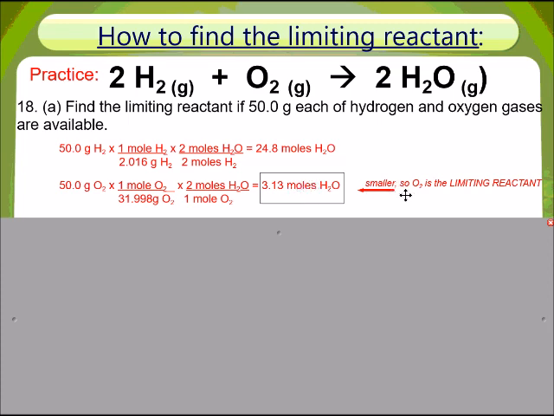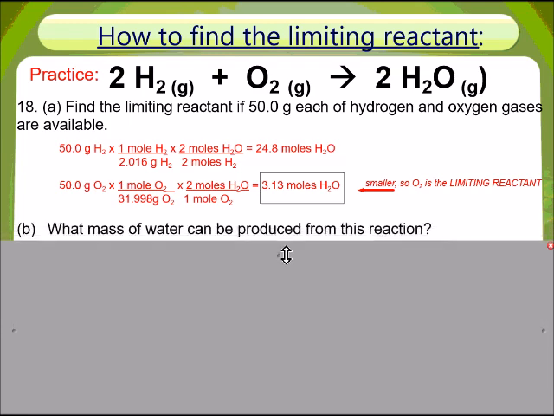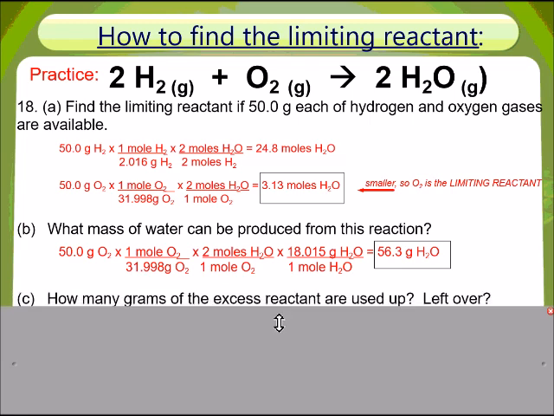Now remember, the smaller one tells us what the limiting reactant was. That means it was oxygen. So my starting point for the next problem is going to be oxygen, 50 grams. So when they ask what mass of water can be produced from this reaction, I start with 50 grams of oxygen. I convert that to moles of oxygen. I do my mole to mole ratio again, and at the very end, I convert to what they're asking for, mass. So I need mole to grams, and I will end up with 56.3 grams of H2O.